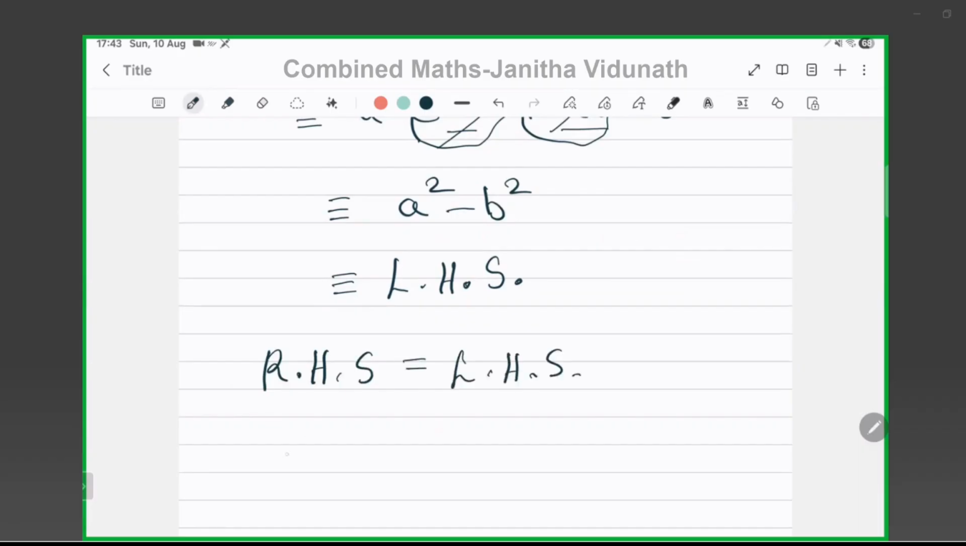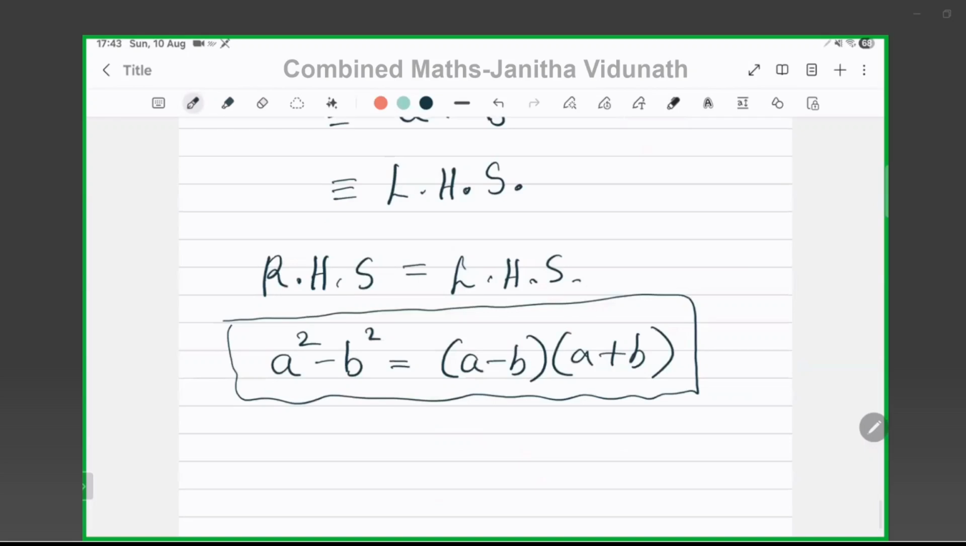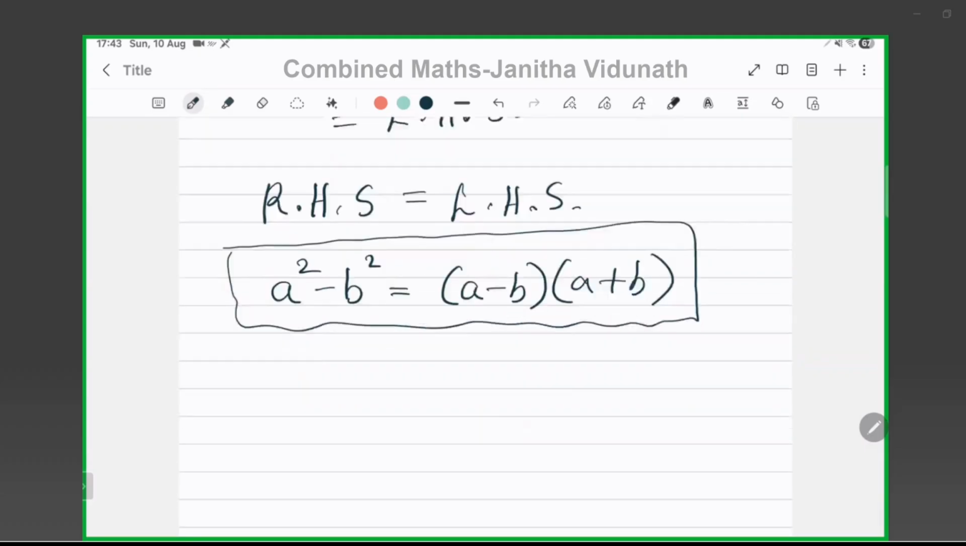Then we can think of a squared minus b squared as factorized into a minus b times a plus b. This is our next factorization rule. Simply, a difference of squares can be factored as a minus b times a plus b. Okay, I will do some examples to help you understand further.